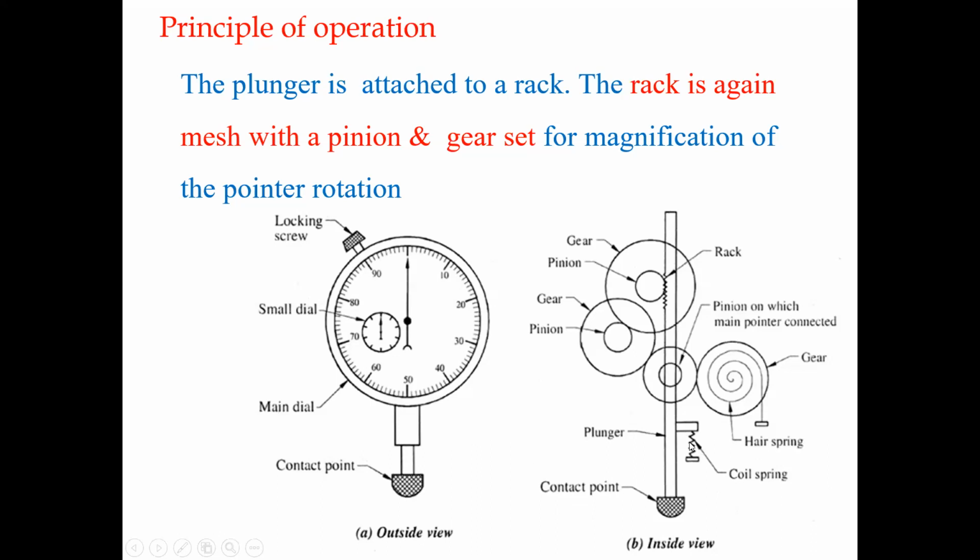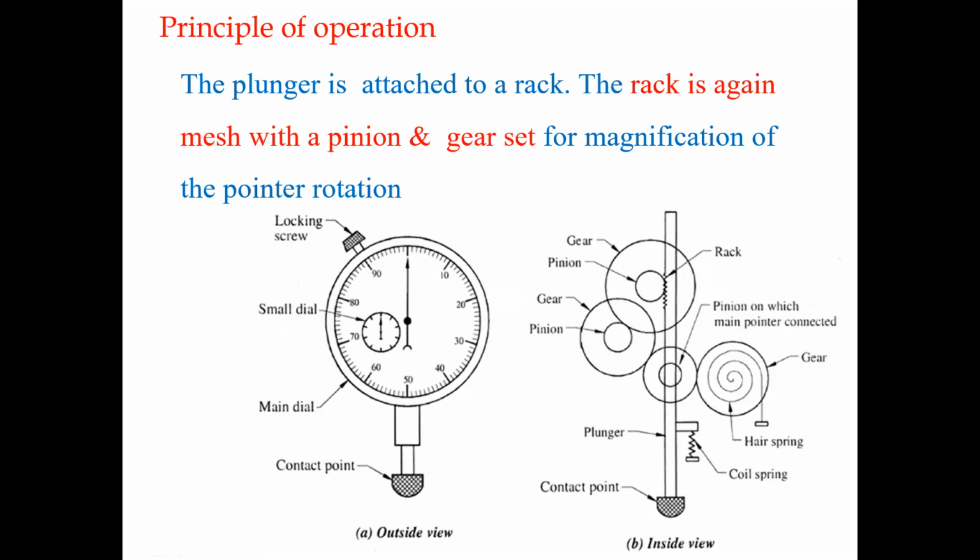If you observe here, one coil spring is provided. This coil spring always tries to maintain the contact between the plunger and the work part at the contact point. Initially, when it is moving on the surface, because of variations on the surface, the plunger is lifted upward. When it is moving upward, it may lose the contact. But this coil spring always tries to bring this plunger back in contact with the work part.